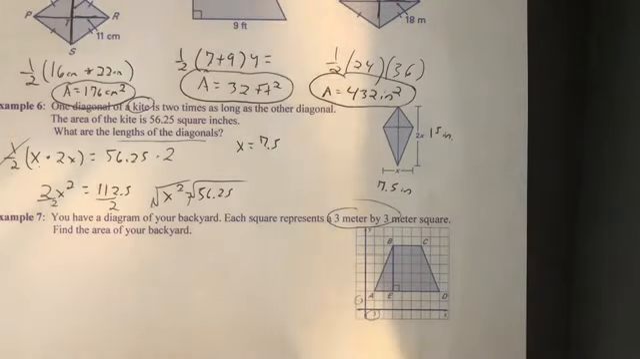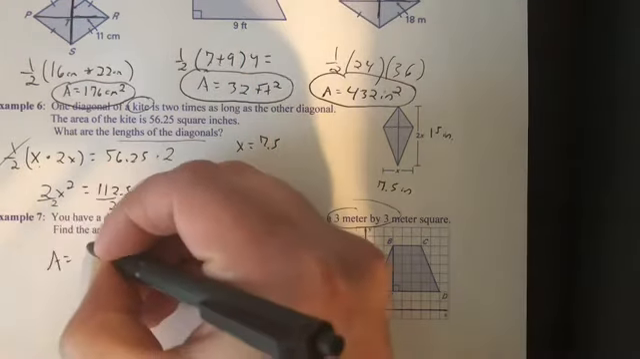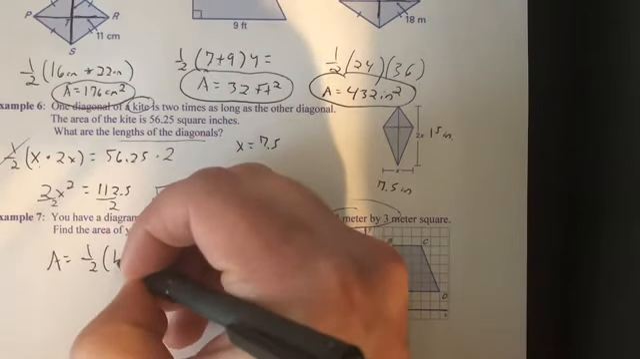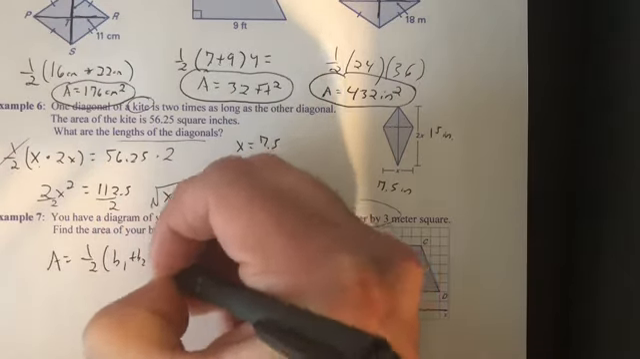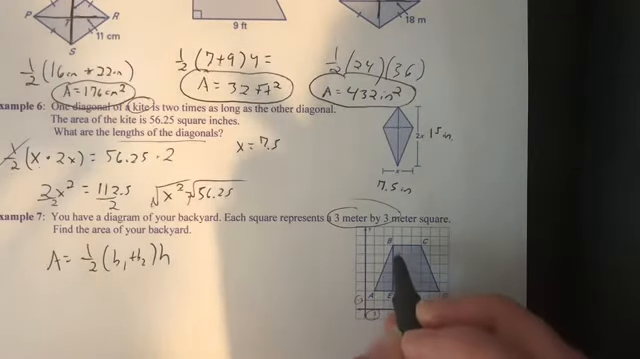Find the area of your backyard. The shaded region is your backyard. We have to identify the figure. The figure is a trapezoid. The area of the trapezoid is 1/2 base 1 plus base 2 multiplied by the height. We see this right angle here, which makes segment BE the height.